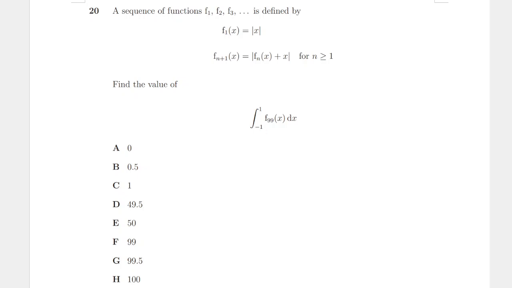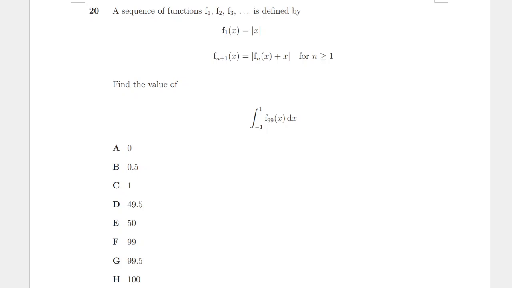Alright, question 20. A sequence of functions f1, f2, f3, and so on, is defined by f1 of x being the absolute value of x, f(n+1) of x equals the absolute value of fn of x plus x for n greater than or equal to 1, and I want to find the value of the integral from -1 to 1 of f99 of x dx. Okay, so integration, right? An integration of a dodgy function, it must be the area under the curve, right? There's no way that you're going to directly integrate this.